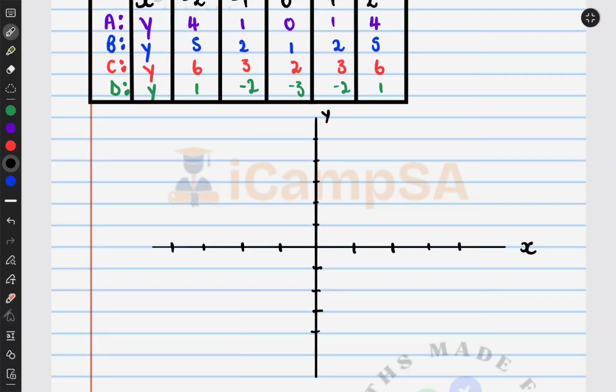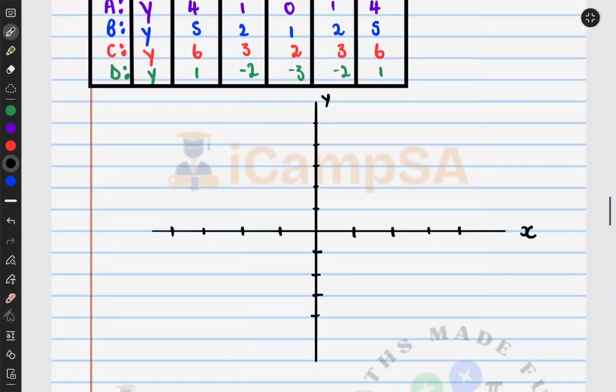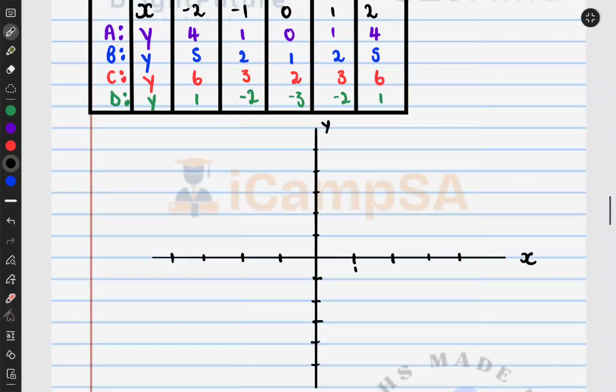2, 3, 4. Okay, so we're going to have 1, 2, 3, 4, and -1, -2, -3, -4.